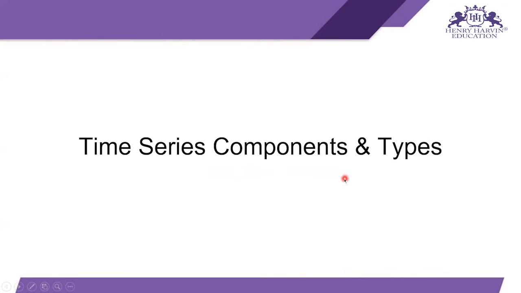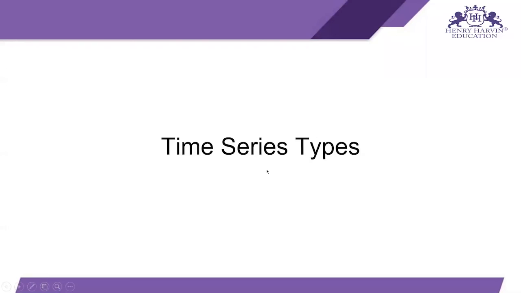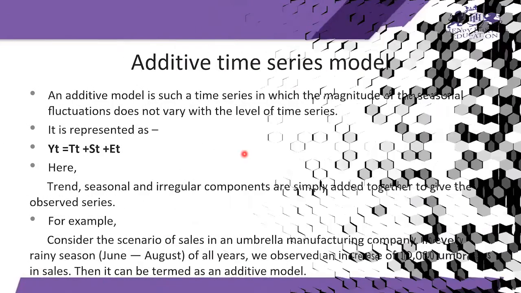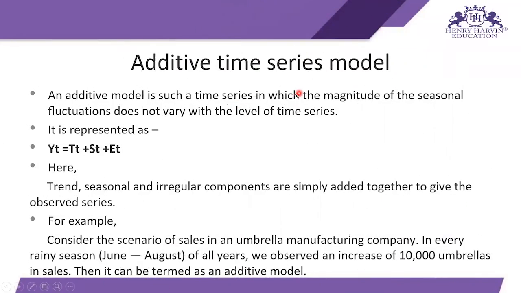Next is time series components and types. Now we are going to talk about the time series types. There are two types, and first let's start with the additive time series model. The additive model is a time series in which the magnitude of seasonal fluctuations does not vary with the level of the time series.